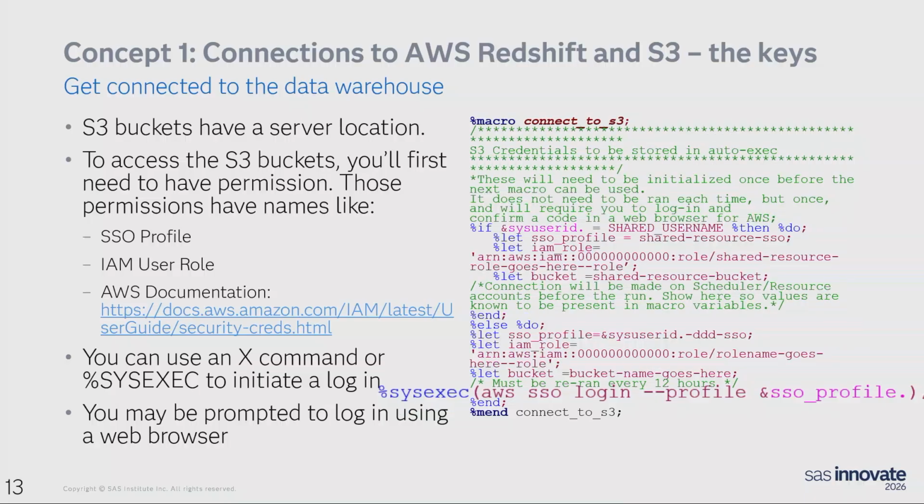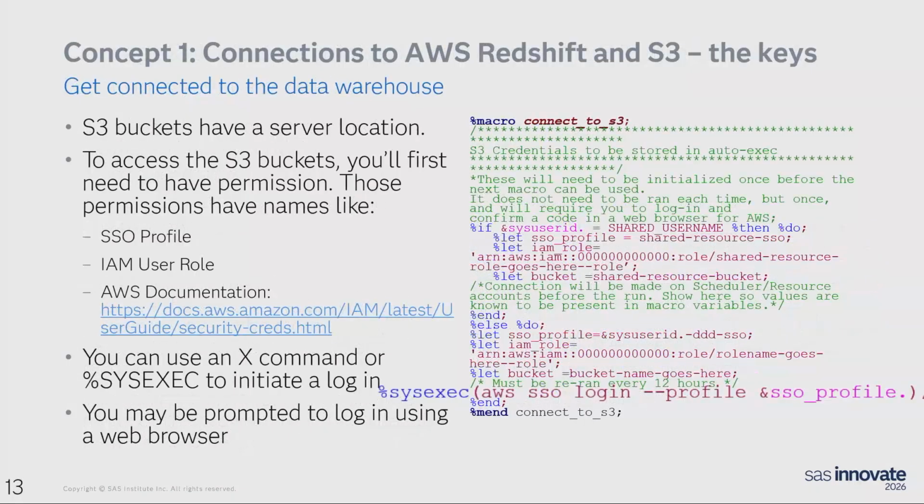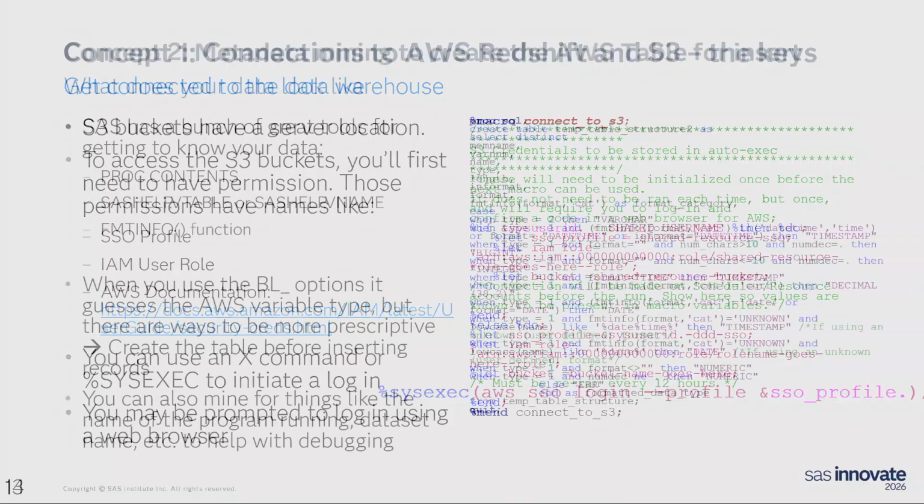Depending on the type of user and method of connection, you can take action in a web browser or use multi-factor authentication during this process. A macro like this one can be placed in an autoexec file so that the login doesn't interrupt your process and doesn't require a manual intervention. As this process only needs to be completed every 12 hours, we can do that once and then not again.